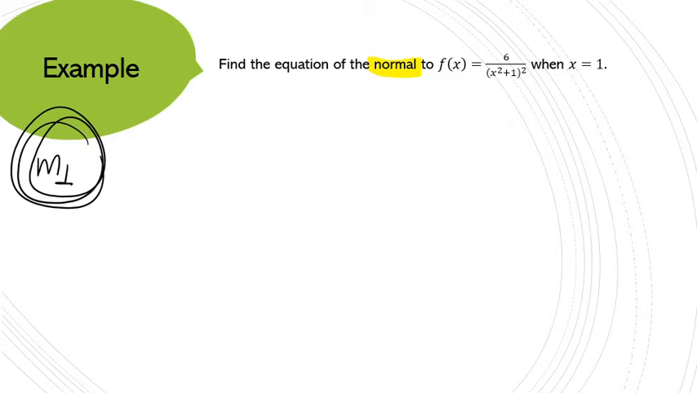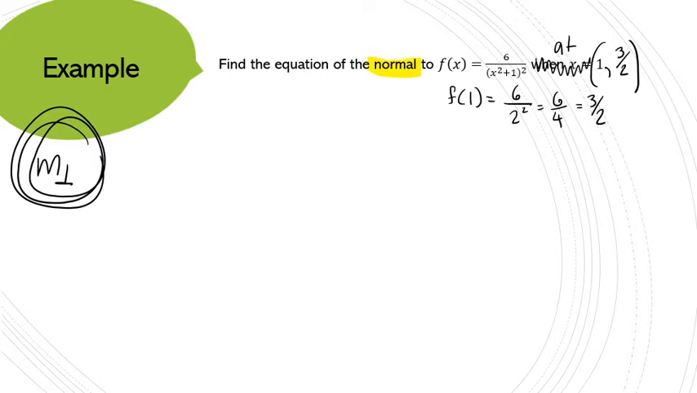So like I said before, let's just get the point sorted so we don't get lost in our work. When x is equal to 1, y is equal to, so I'm just finding f of 1. 6 over 1 plus 1 is 2 squared, equals 6/4, which is the same as 3/2, or 1.5 if you like those decimals. There it is.